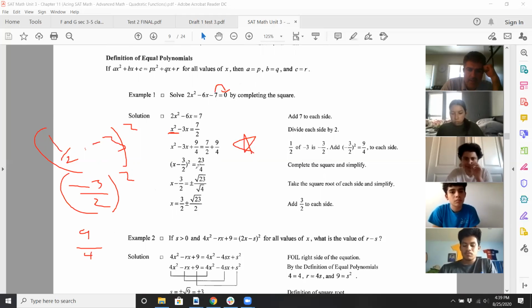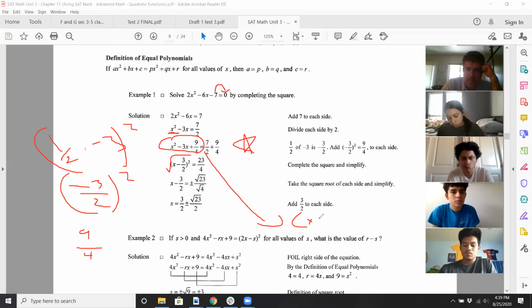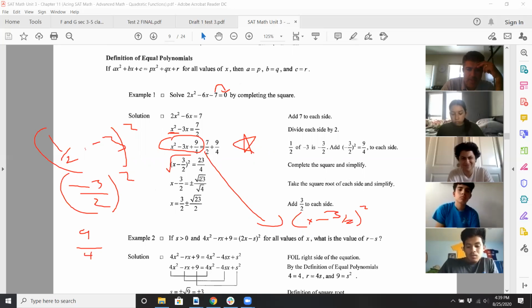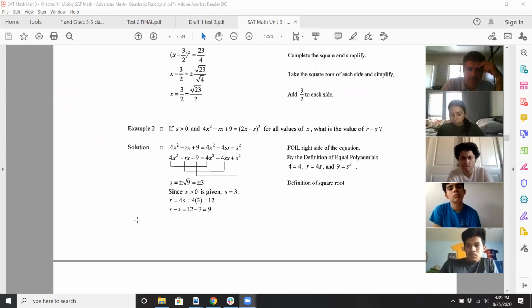And then the nice thing is that after you factor, because this should be factorable, that's the whole point. The whole point is to make it as (x minus a number) squared, or (x plus a number) squared. The square root of 9/4 is 3 halves. So that was kind of the whole point again. And then, of course, add that result to both sides, you work it out, and you're golden. We got it.